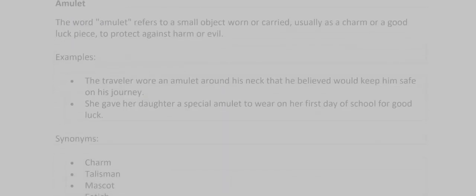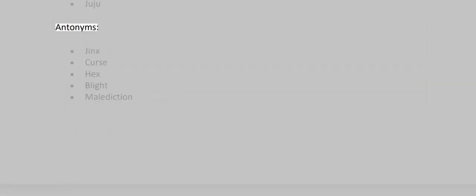Amulet. The word amulet refers to a small object worn or carried, usually as a charm or a good luck piece, to protect against harm or evil. Examples: 1. The traveler wore an amulet around his neck that he believed would keep him safe on his journey. 2. She gave her daughter a special amulet to wear on her first day of school for good luck. Synonyms: 1. Charm, 2. Talisman, 3. Mascot, 4. Fetish, 5. Juju. Antonyms: 1. Jinx, 2. Curse, 3. Hex, 4. Blight, 5. Malediction.